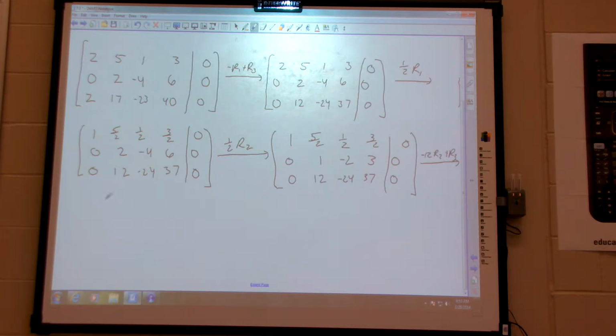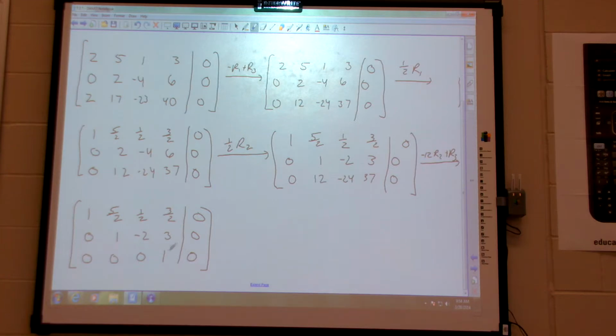Negative 12 R2 plus R3. Avoiding those fractions as much as I can. That gives me 0, 0, ooh, 0. Let's see. 1, yeah, buddy. 0. Wait! And that just solves W? W is 0. Look at that. Isn't that nice?